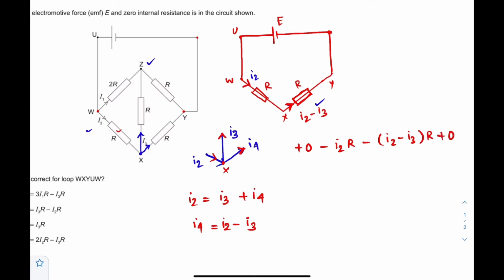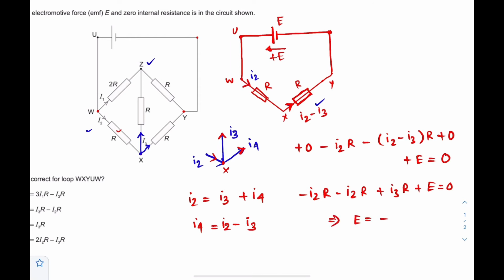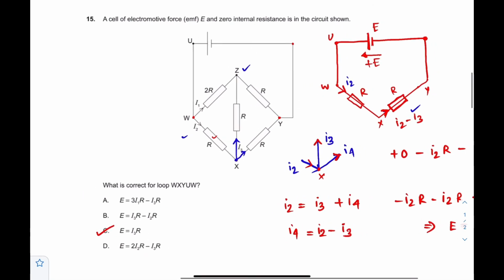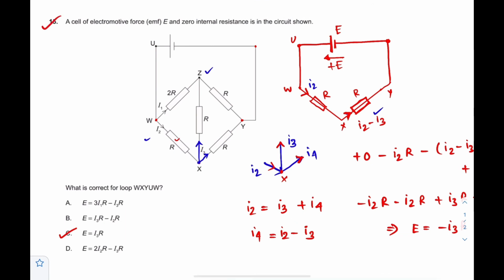Okay, from this point to this point, we are going from this terminal to this terminal. When we go from the smaller to the larger terminal, we add plus E. So over here plus E, and this will be equal to 0. If you just solve this, minus of I2 into R, plus of I3 into R, plus of E, this is equal to 0. So from here we get that E is equal to minus of I3 into R. The closest option for this is option C. So the answer to this question is option number C.